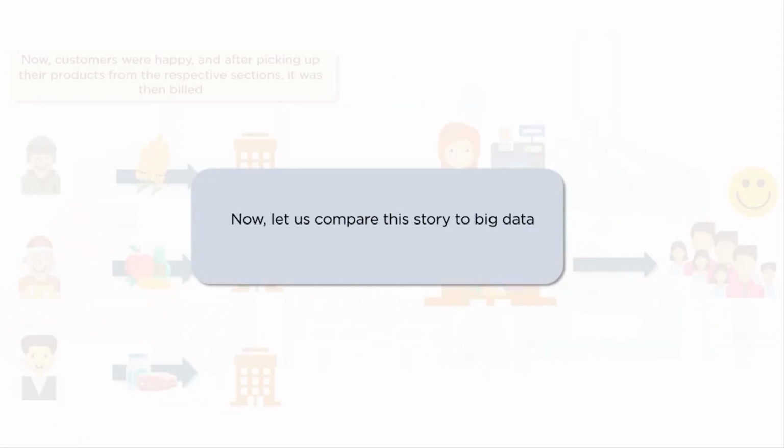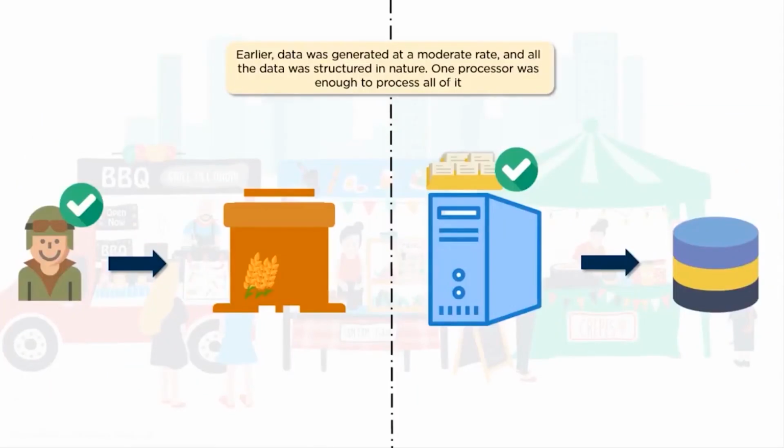Now if we compare this simple story of Tim to what we call big data, let's talk in technical terms now. We know that data has been critical and important for organizations. However, in the past, data was generated at a moderate rate, and all the data was structured in nature. So when I say structured, data can have different types. Data can be structured, semi-structured, and unstructured.